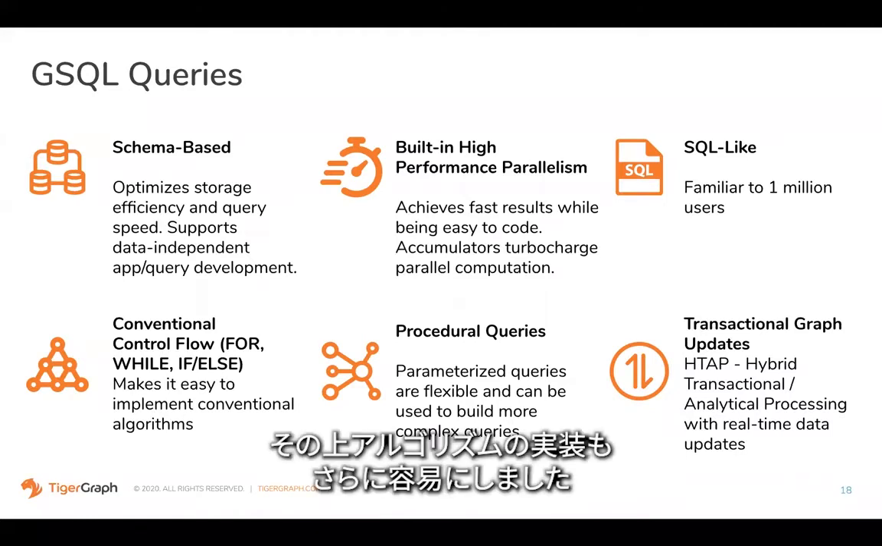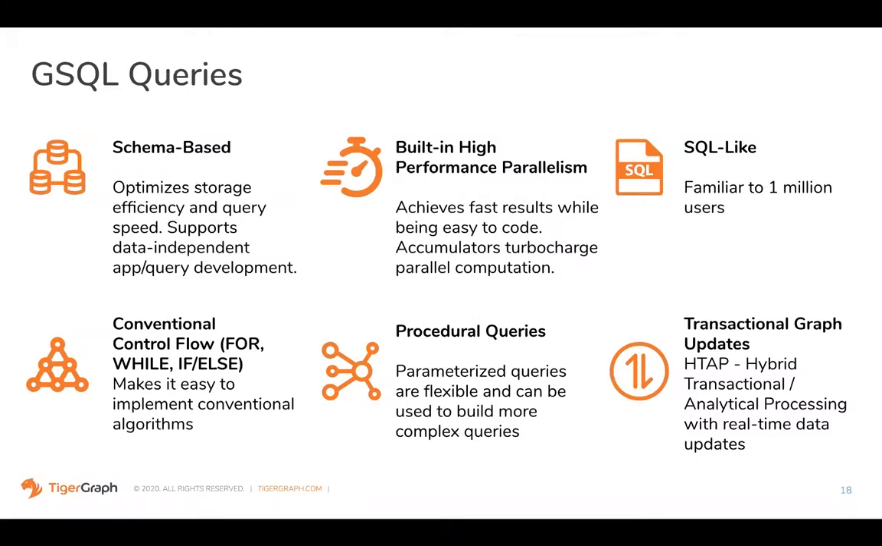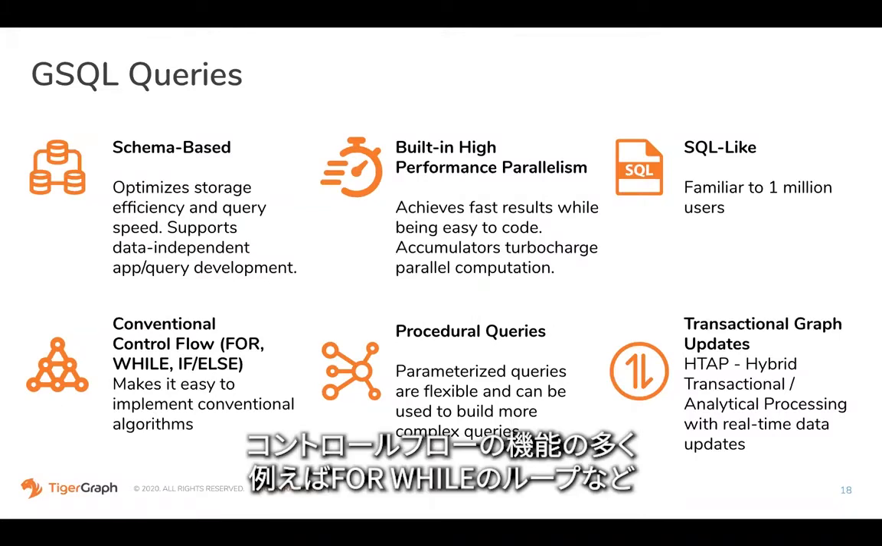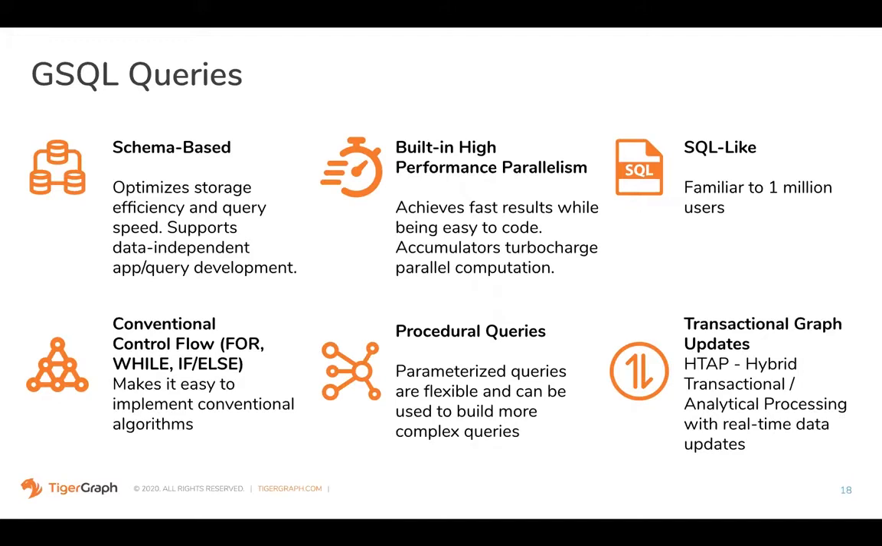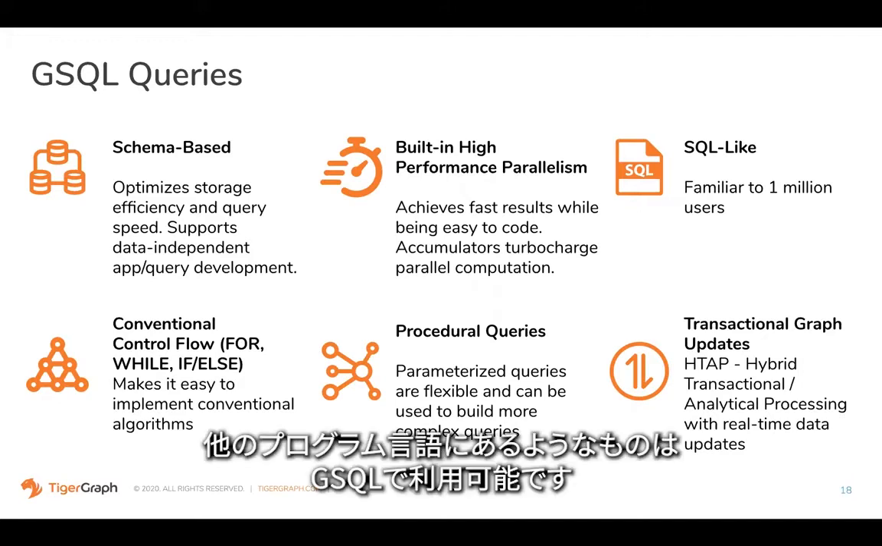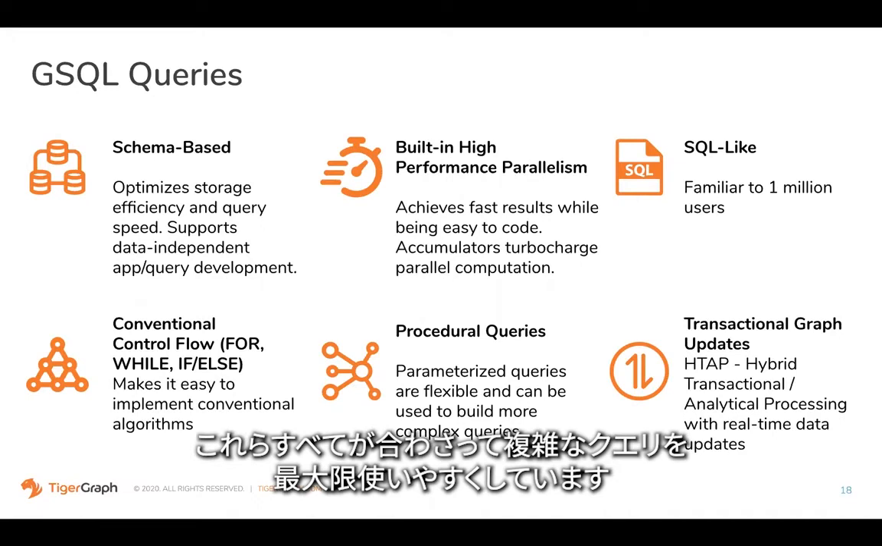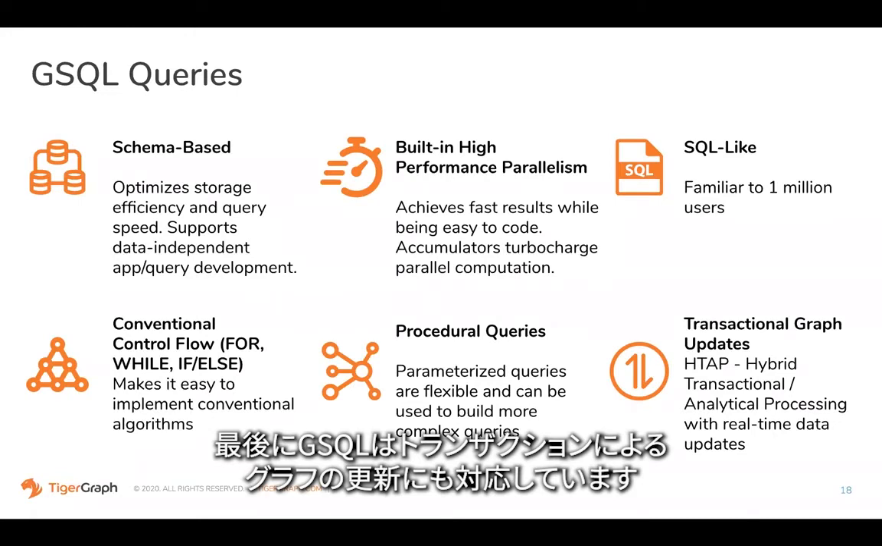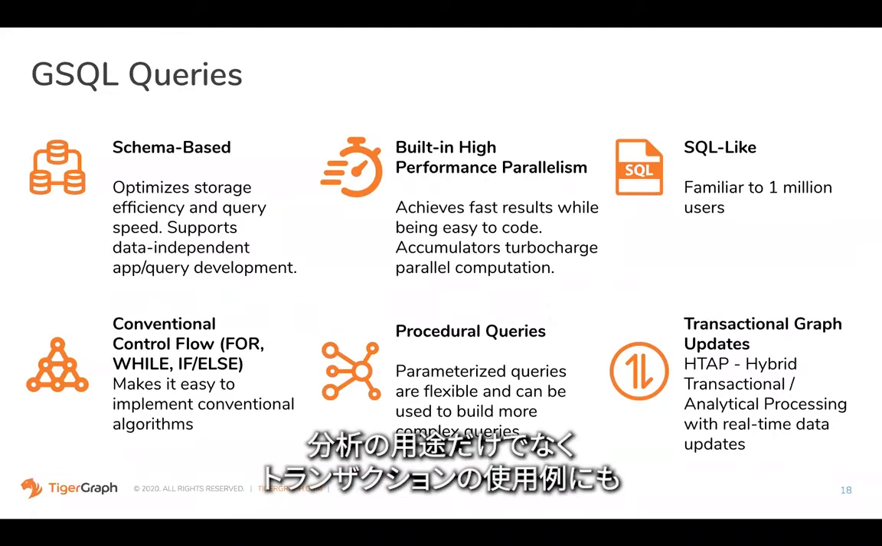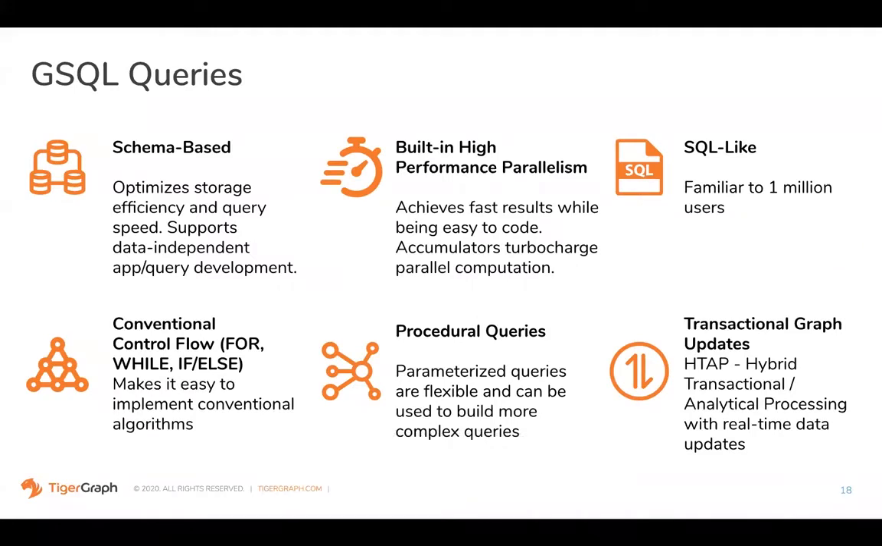In addition to that, we also made it easier to implement algorithms. A lot of the control flow functionality seen in programming languages, like for, while, and loops, is available through GSQL. And you can parameterize queries so that you can reuse the code. All of this makes it easy for complex queries to be reused as much as possible. And finally, GSQL also supports transactional graph updates, which makes it suitable for both analytical as well as transactional use cases. So you can use it both ways. Just a quick overview on that.